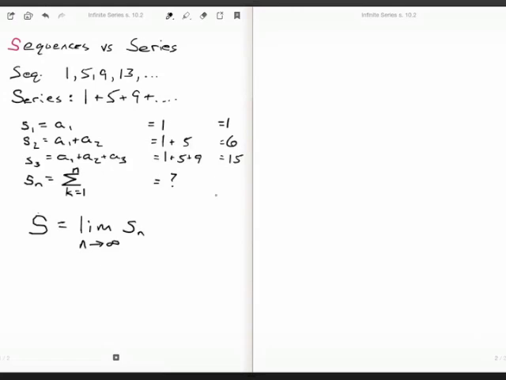I've got to unclip my notes here. I'll start a new page over here, and we're going to look at another type of sequence.